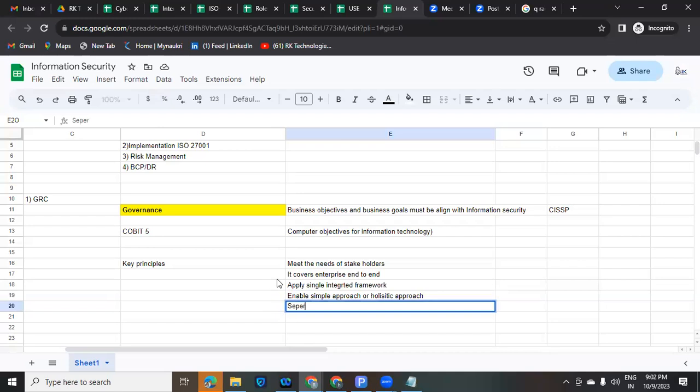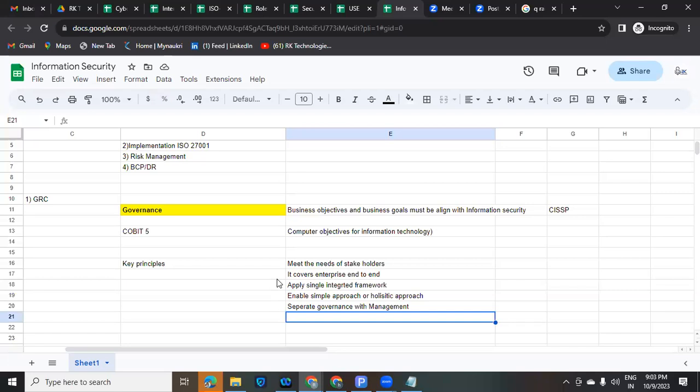The last one is separate governance from management. Don't allow politics in between the business objectives we are defining and what the senior management or board of directors are discussing. Governance goals and objectives should always be separate from internal politics. That is the fifth one. So these are the five principles of governance.